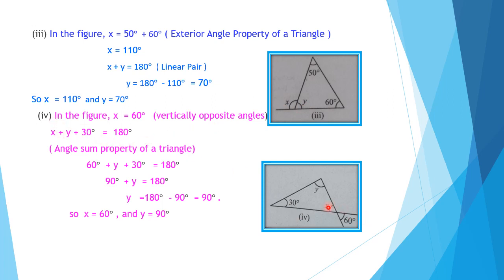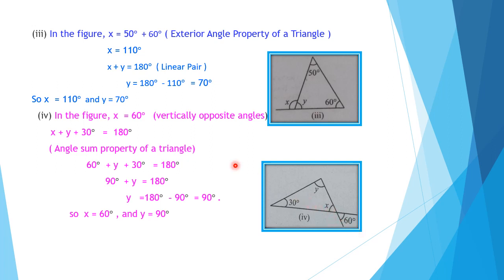Here we have to find the x value and y value. Okay, measurements: one interior angle is given as 30 degrees and one outside angle is given. This is the vertically opposite angle of x. So from the figure we can see x and 60 degrees are vertically opposite angles. So the measurement of x is also 60 degrees.